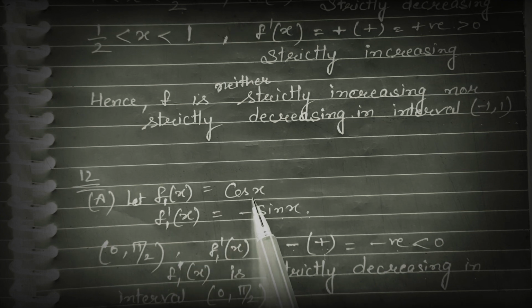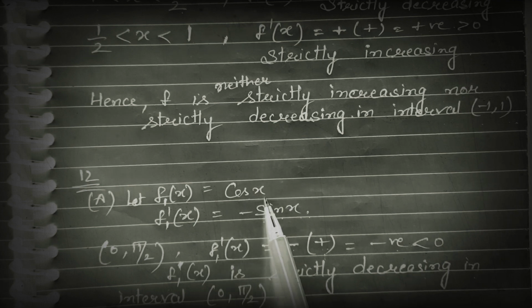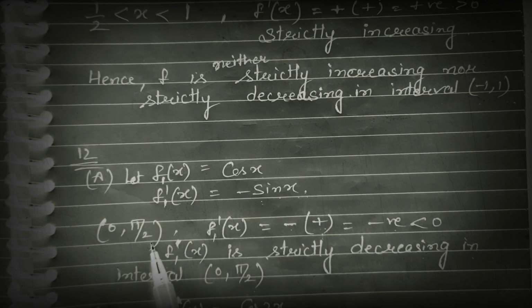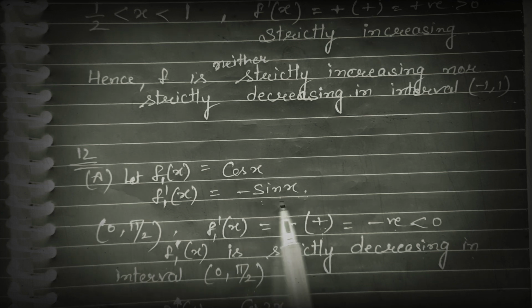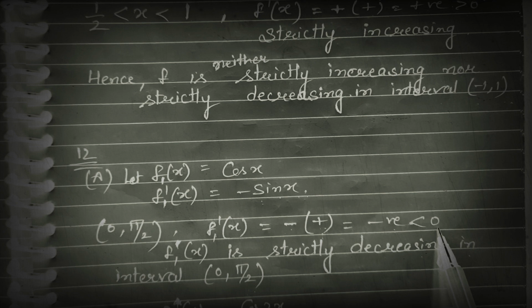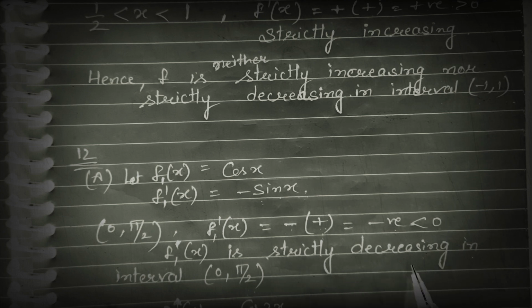First part is cos x. For checking whether this is strictly decreasing or increasing in 0 to pi by 2, same procedure. Firstly, we will take the first derivative. What is the derivative of this? Minus sin x. In 0 to pi by 2, check whether this is positive or negative. If we put in this first interval 0 to pi by 2, then f1'(x) is minus into plus, because in the first quadrant sin x is positive. So minus into plus, negative. Negative means less than 0. So that means the function is strictly decreasing in the interval 0 to pi by 2.